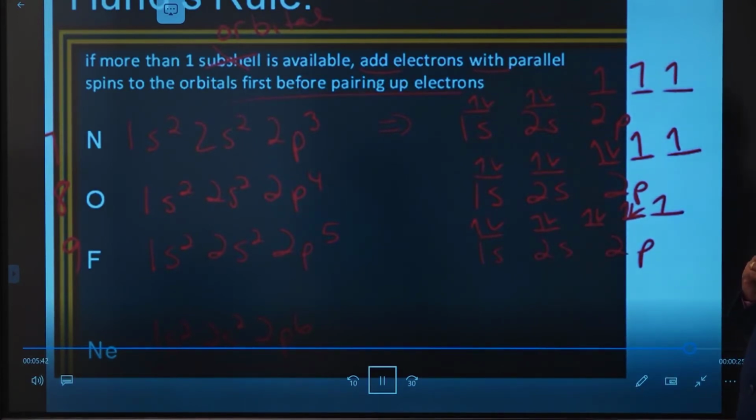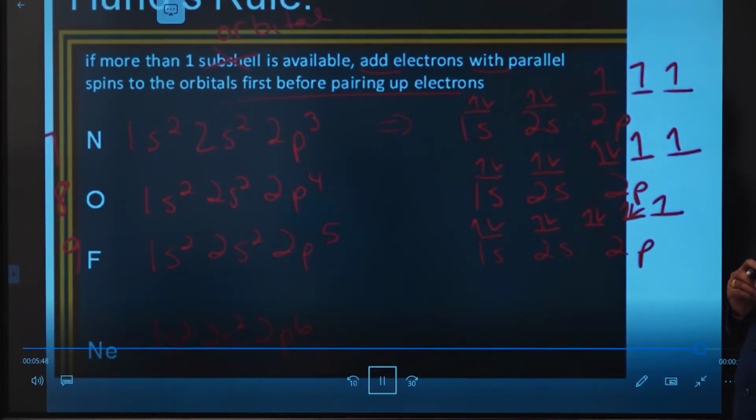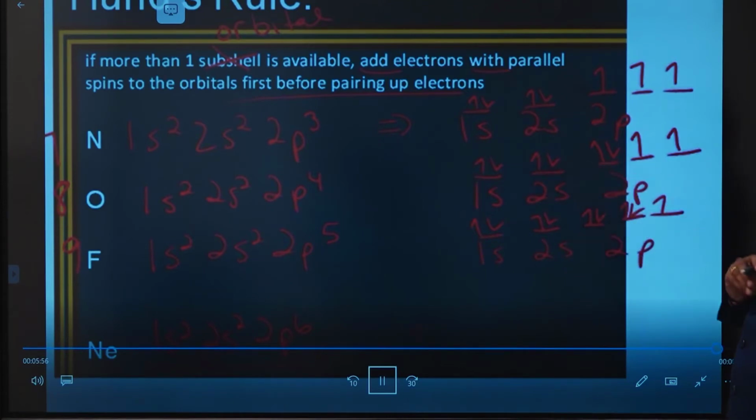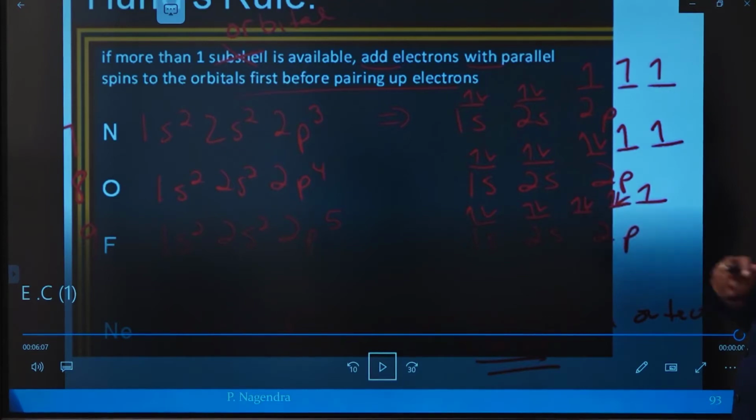Each student should know how to write the electronic configuration of elements in the periodic table at least up to atomic number 30. So the next element is fluorine. Its atomic number is 9, so its configuration is 1s2 2s2 2p5, that is 1s2 2s2 2px2 2py2 2pz1. After that, neon atomic number is 10. In the case of neon, all the p orbitals are completely filled with electrons.